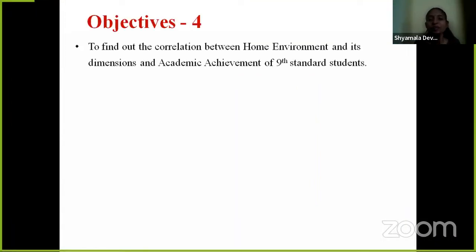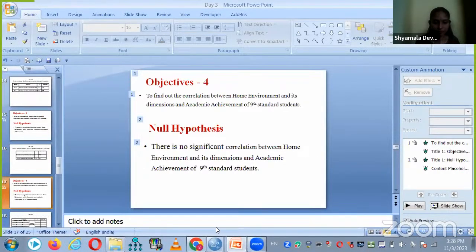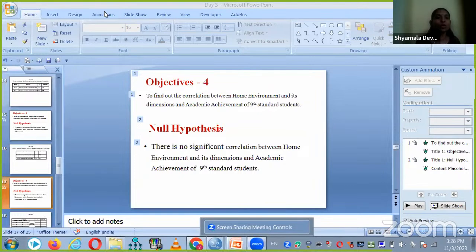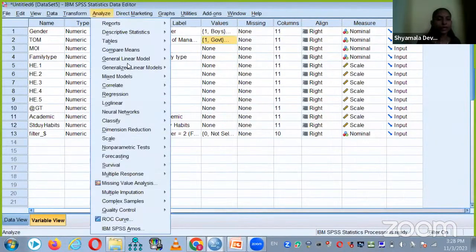The fourth objective is to find out the correlation between home environment and its dimensions and academic achievement of 9th standard students. And the equivalent null hypothesis is there is no significant correlation between home environment and its dimensions and academic achievement of 9th standard students. So for this, go to analyze, correlate, bivariate.